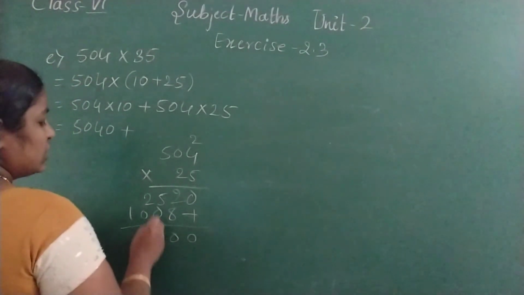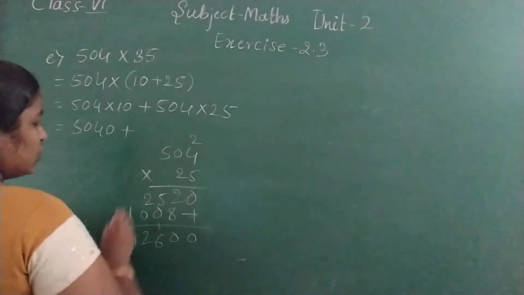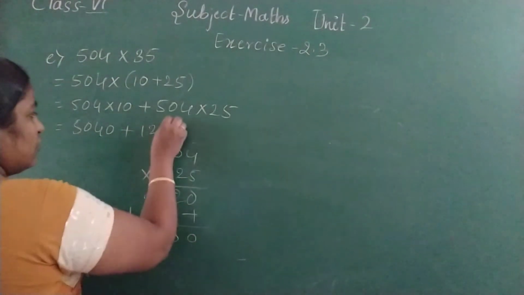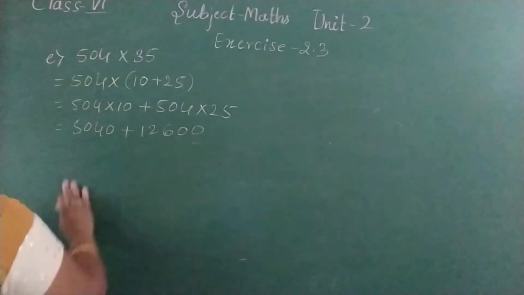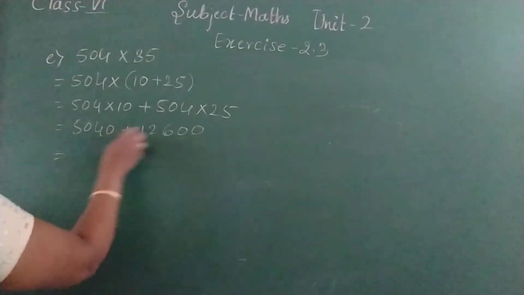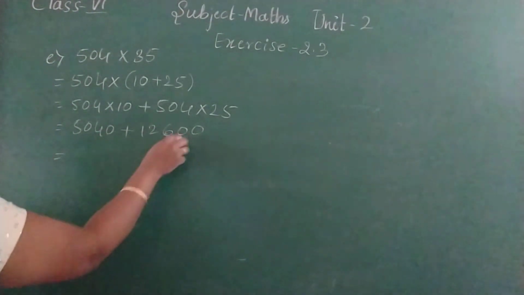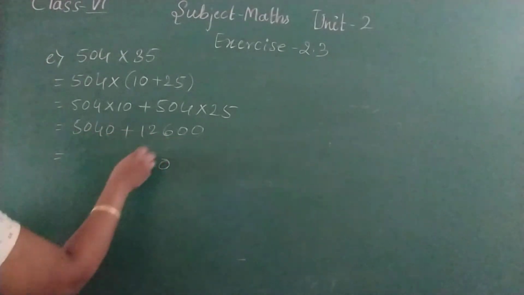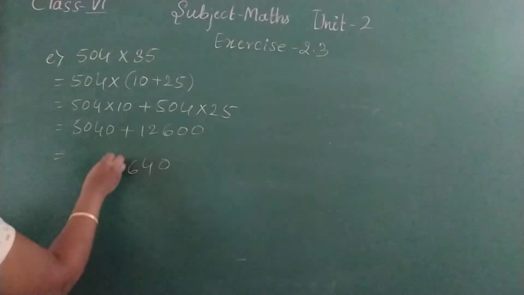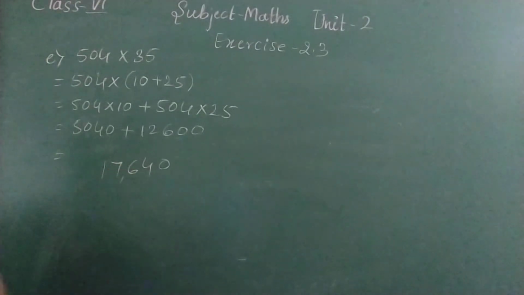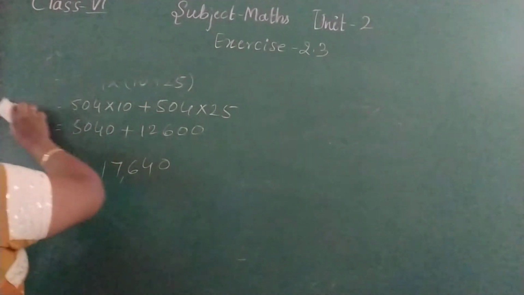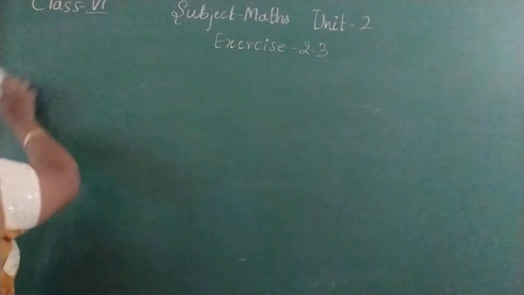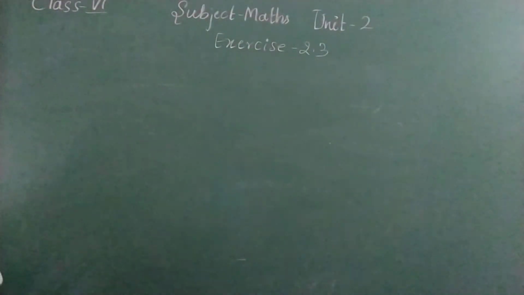5 plus 1 is 6, 2 plus 0 is 2, and this is 1. 12,600 is the answer. Next you add both. 0 plus 0 is 0, 4 plus 0 is 4, 0 plus 6 is 6, 5 plus 2 is 7, and this is 1. 17,640. Okay, like this you have to use the distributive property.